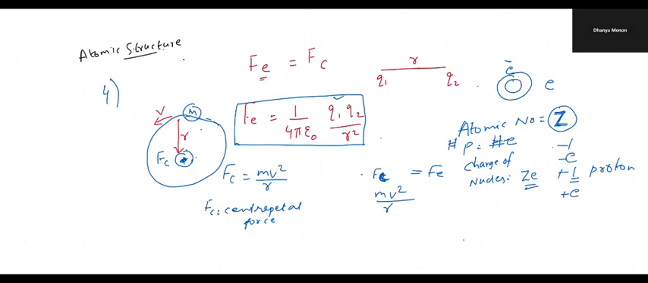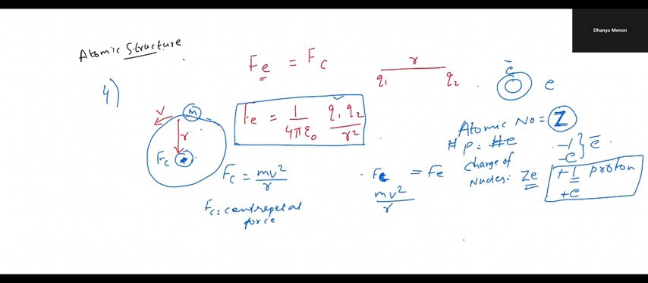Okay, so this is for protons, and this one is for electron. So why Ze? Because there are Z number of protons as the atomic number is Z, and times the charge. Charge is +1 or E. I'm taking it as E.